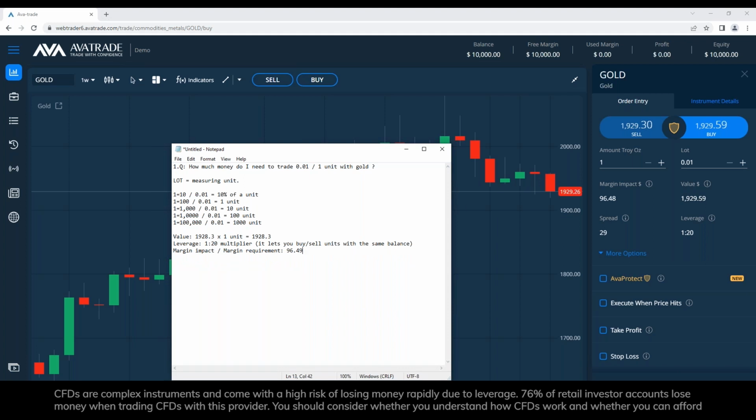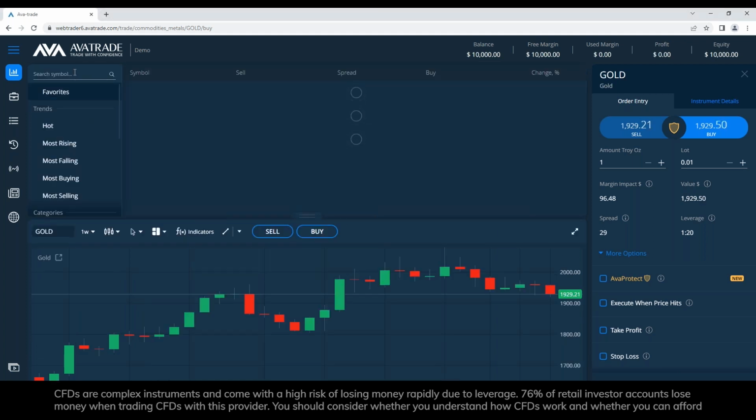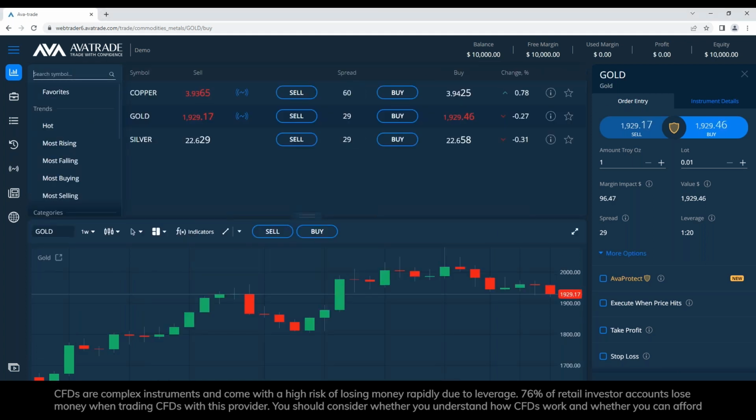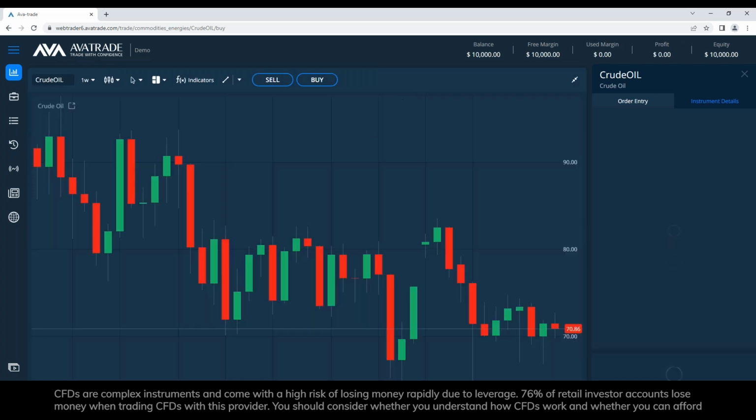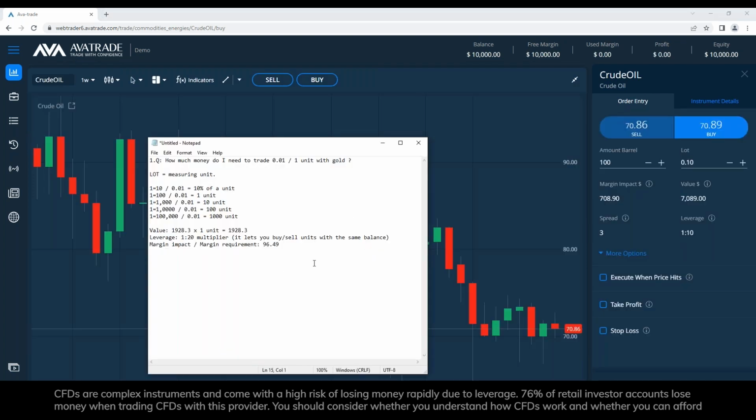Let's try and compare that with oil, okay? And then we'll see the difference here. Okay, so let's suppose that we want to take 0.01 with oil, crude oil. Okay, let's see if it will work the same way.